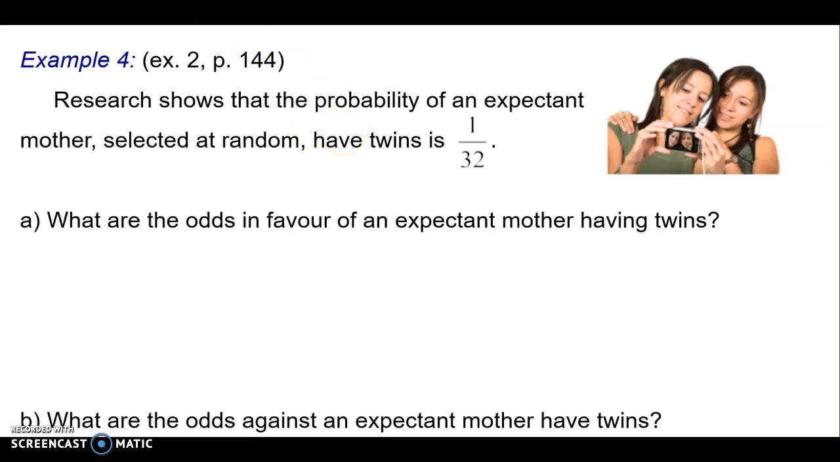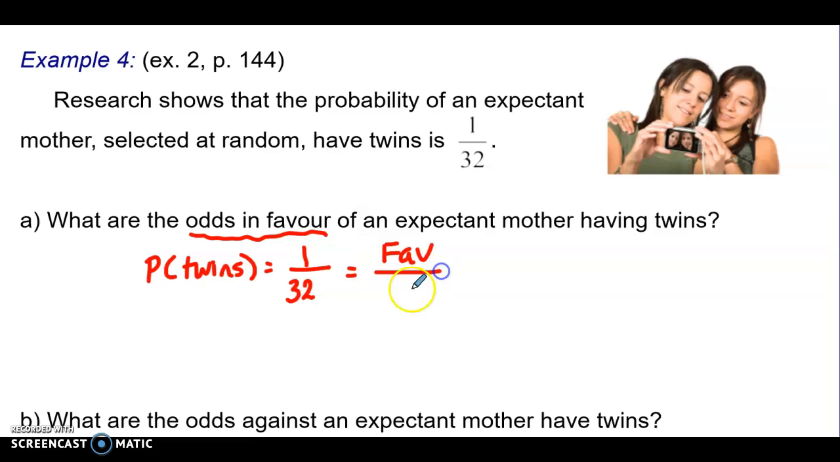Section 3.1.3.2, Example 4. Research shows that the probability of an expectant mother selected at random having twins is 1 to 32. What are the odds in favor of an expectant mother having twins? Starting with what's given, the probability of having twins is 1 out of 32. We know that ratio describes our favorable outcomes to the total outcomes.